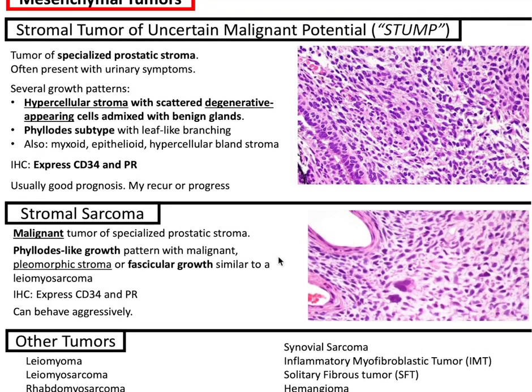Mesenchymal tumors: STUMP, like the ones you get in your gyne tract in the uterus, stromal tumor of uncertain malignant potential. You have tumor of specialized prostatic stroma, often presenting with urinary symptoms, and you can have several growth patterns. You can have a hypercellular stroma with scattered degenerative appearing cells admixed with benign glands. You can have a phyllodes subtype with leaf-like branching, and you can also have myxoid, epithelioid, or hypercellular stroma, and it expresses CD34 and PR, or progesterone, and has usually good prognosis. It may recur or progress.